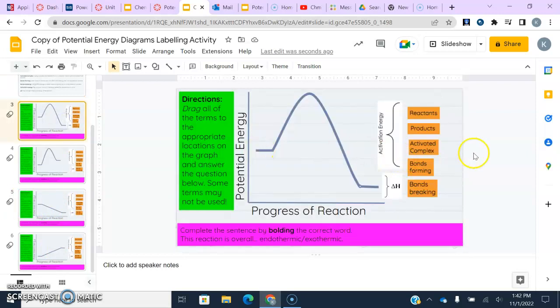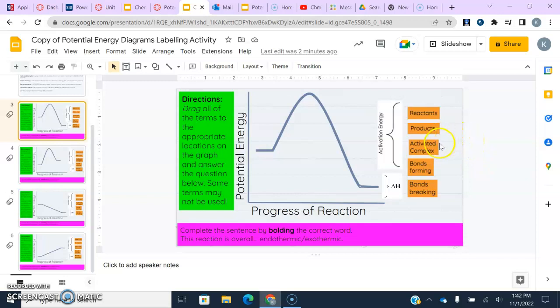Okay, so here we have all of our drag and drop. So that's the first part. We have to drag and drop, and then we have to determine whether or not it is endothermic or exothermic. And we'll talk a little bit about that at the end. Okay, well, first let's start with the easy stuff.